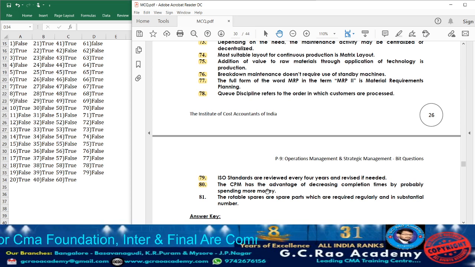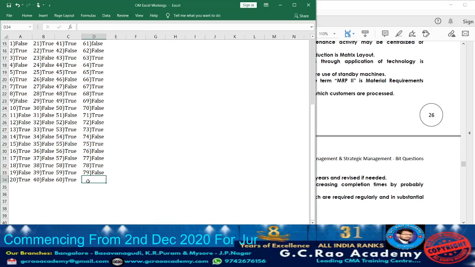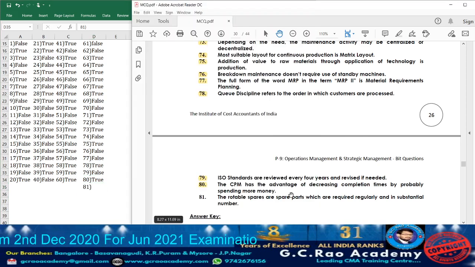The CPM has the advantage of decreasing completion time by probably spending more money. Yes, the statement is true, because by applying the concept of crashing, we can reduce the duration of the project by increasing the total cost. Yes or no? So accordingly, statement 80 we can consider as true. Now moving on to the last statement, statement 81.